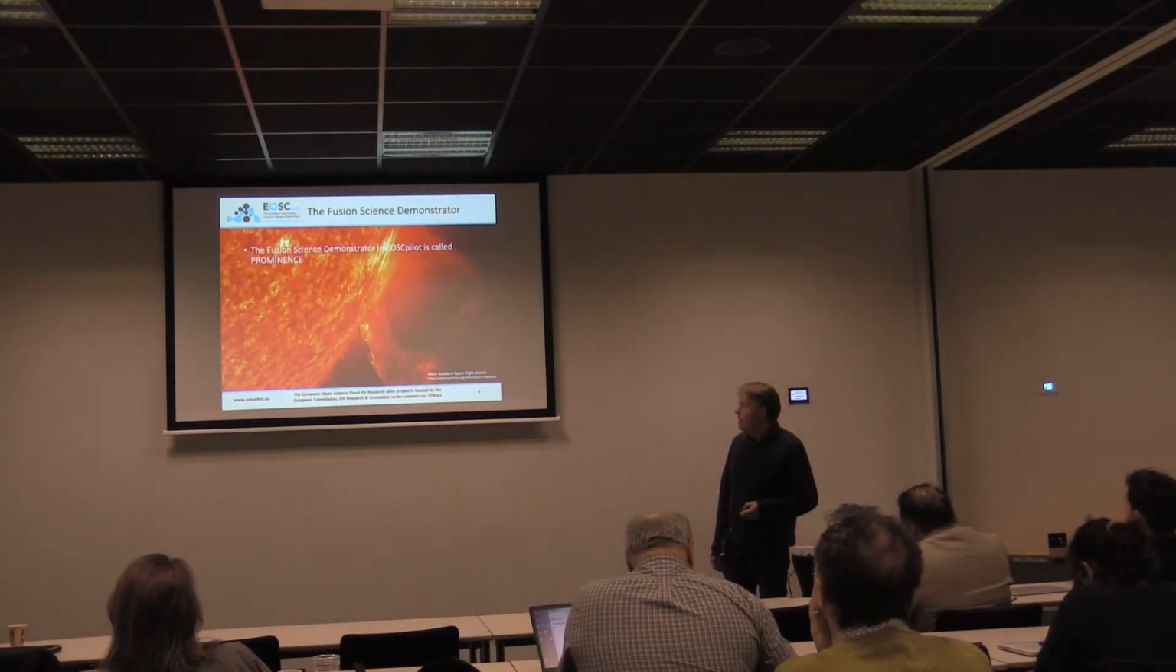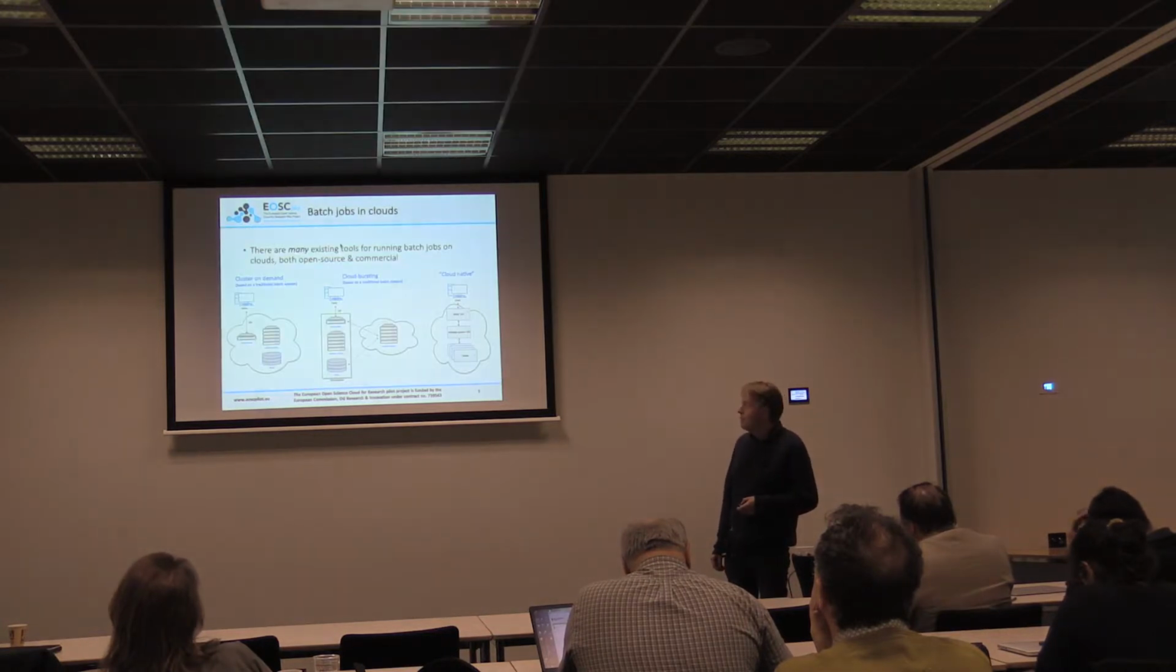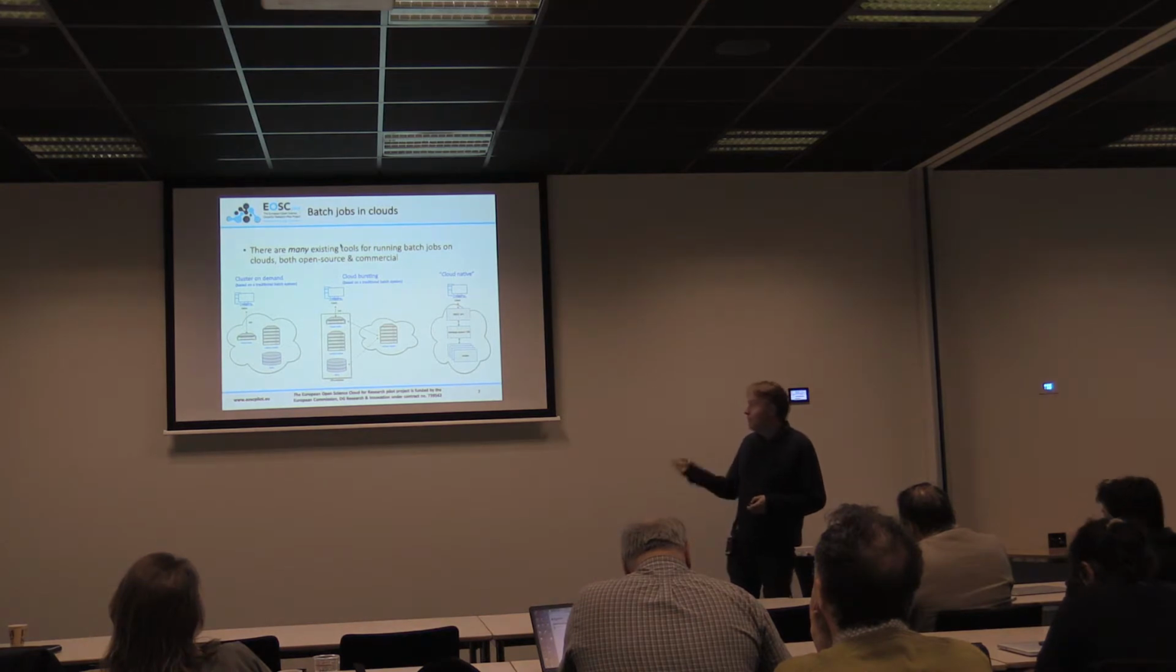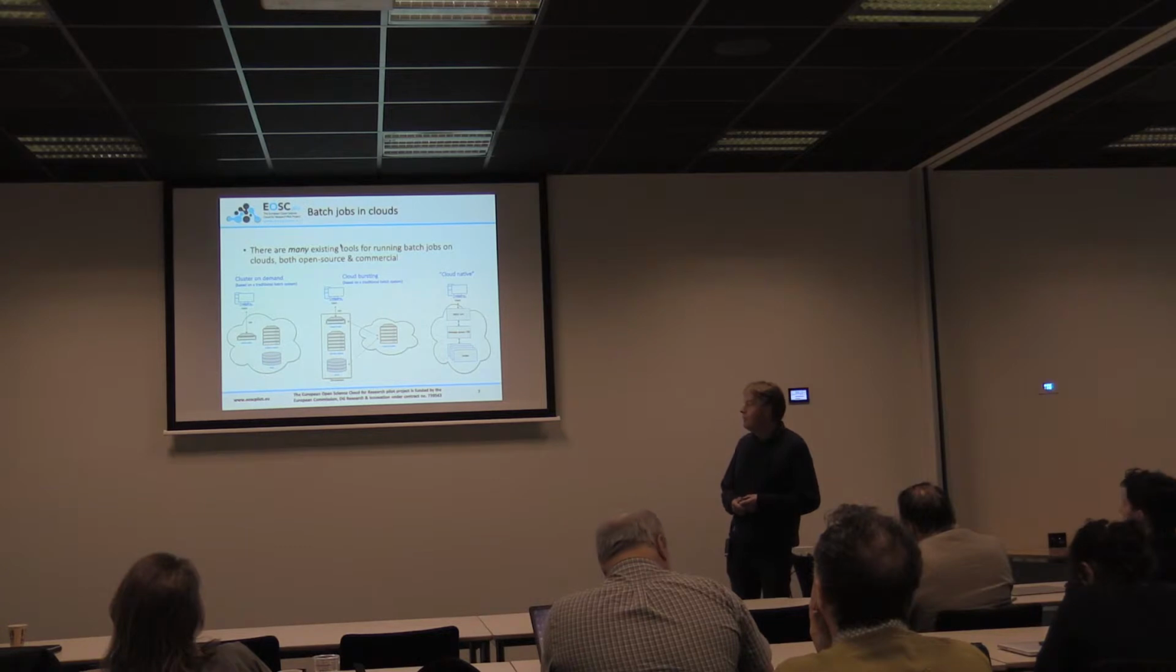So the project is called Prominence because, well, a prominence is plasma bursting out from the sun, and Prominence is about bursting out from local resources into clouds. So basically what I want to do is to be able to run different types of batch jobs in clouds. And there's a huge number of different ways of doing this. In fact, probably almost everyone has invented some way of provisioning resources on the cloud to use for a batch system. There are sort of three categories, I would say.